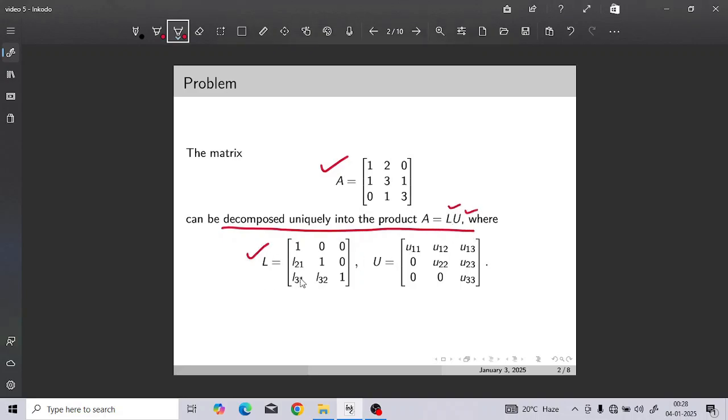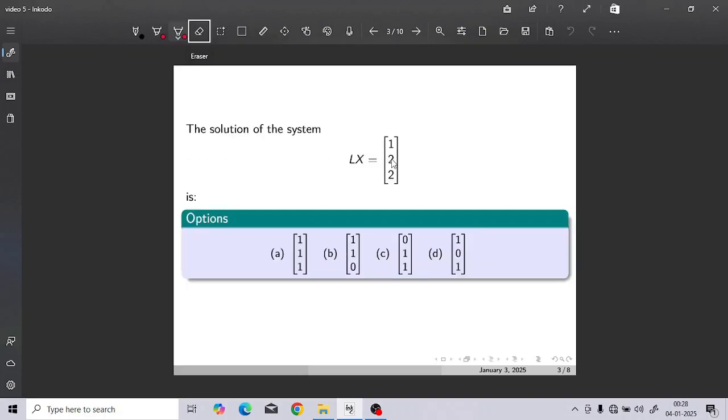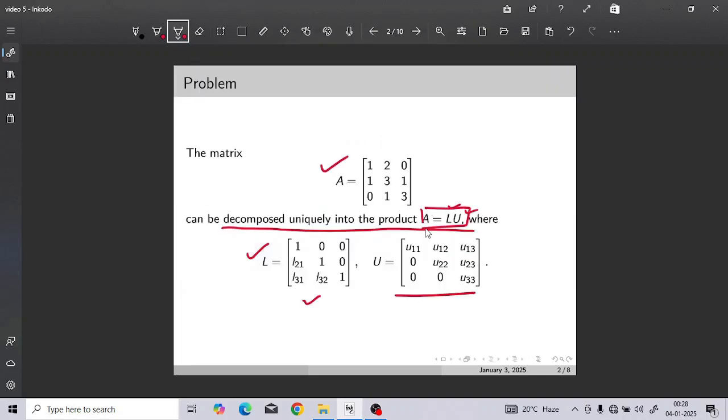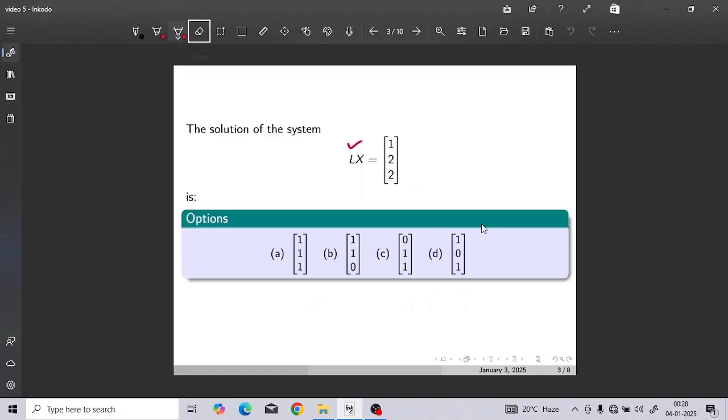L is a lower triangular matrix of this form and U is an upper triangular matrix of this form. Now we have to find the solution of the system Lx equals to this. So it is clear that we have to find the matrix L from this A equals to LU. Then we have to find the solution of this system. So let's find the matrix L. So we are given that A equals to LU.